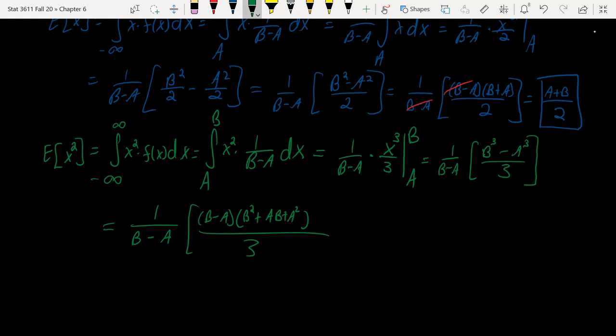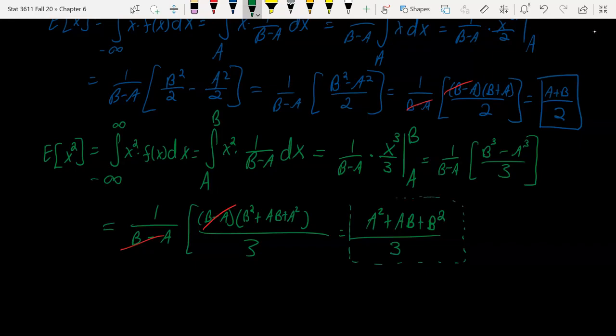And so what do we have here? The b minus a's cancel. And the expected value of x squared then, I just reorder my addition: a squared plus ab plus b squared over 3 is the expected value of x squared.